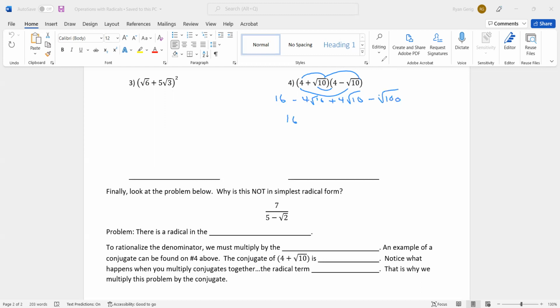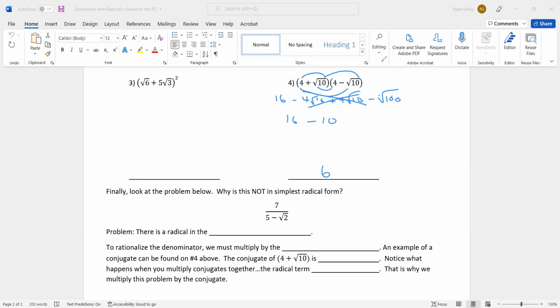So that's 16. What happens with the middle terms? -4 radical 10 plus 4 radical 10 makes 0 radical 10. They cancel. The square root of 100 is 10. 16 minus 10 is 6. If you type that in the calculator carefully and correctly, you will get 6. The answer is a number here, a whole number, no radicals.